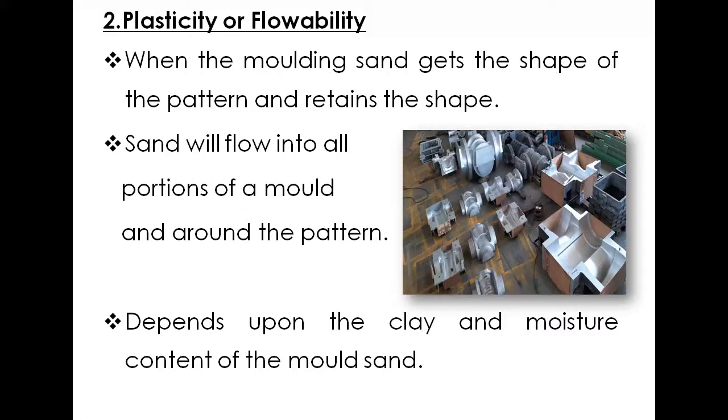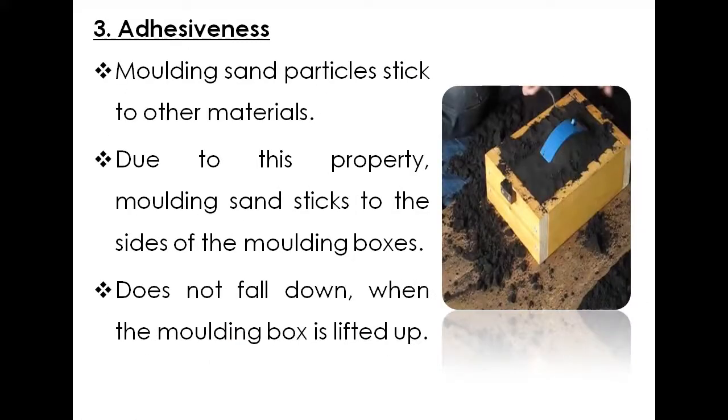Plasticity or flowability. When the molding sand gets the shape and retains the shape based on its plasticity, the sand will flow into all the portions of the mold and around the patterns. Once you place the pattern, you pour the molding sand and ram it properly. At that time the sand has to move to all the places inside the molding box. So the particles must have the plasticity or flowability property, only then can they move. It depends upon the clay and moisture content of the molding sand.